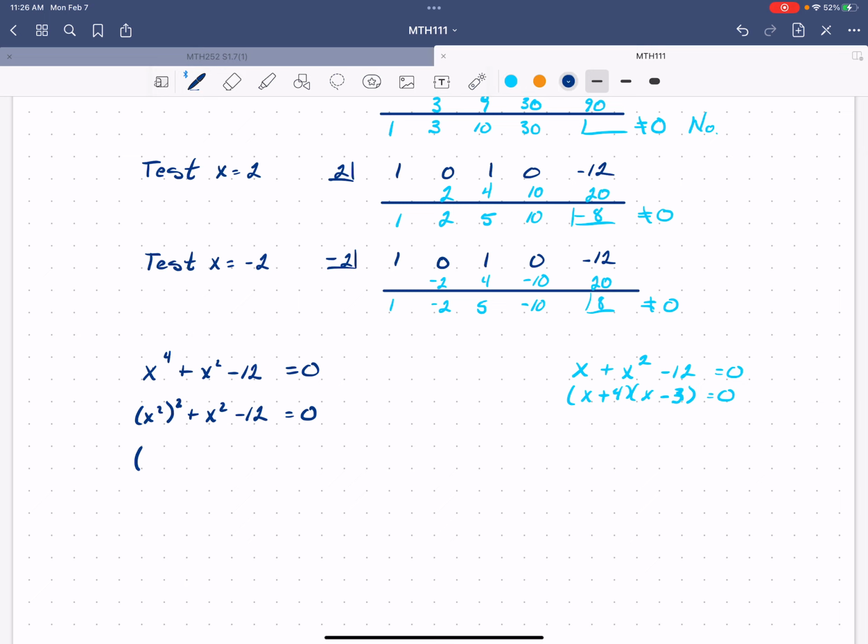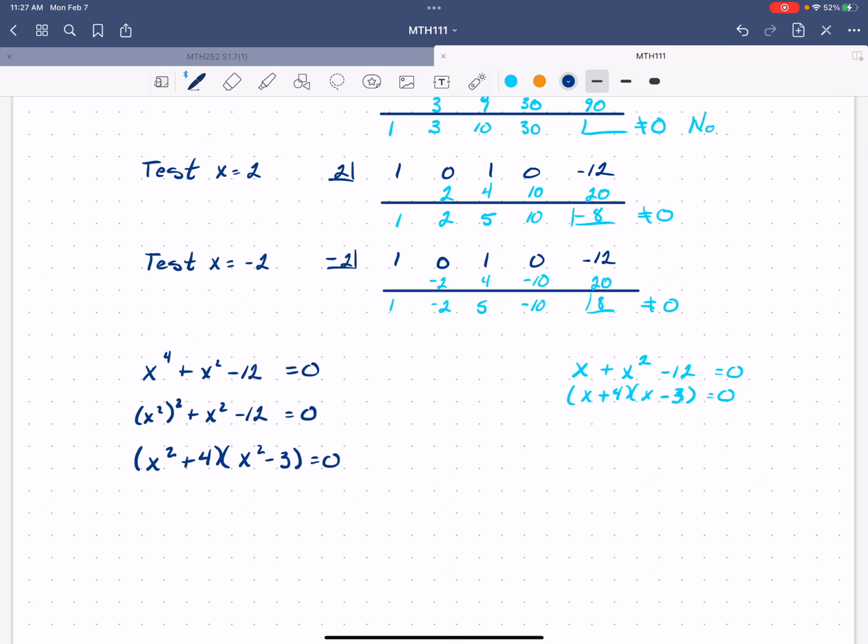So back over here to this quadratic in form. It's quadratic in form because I've got a thing squared and then that same thing. So it matches this format. If we think of x to the 4th as x squared squared, which means what I have here is x squared plus 4 times x squared minus 3 equals 0.